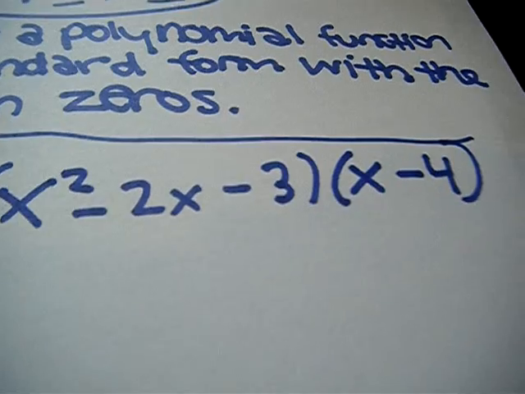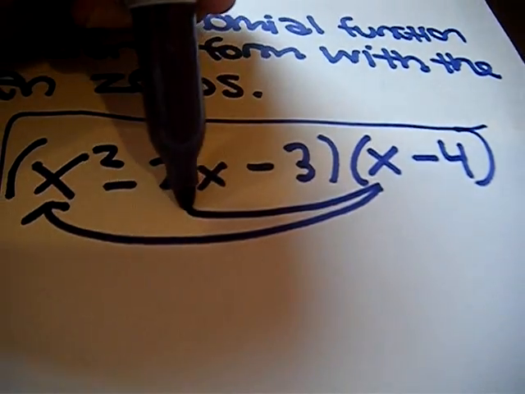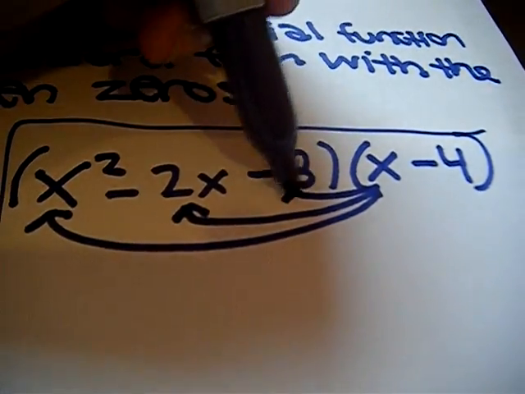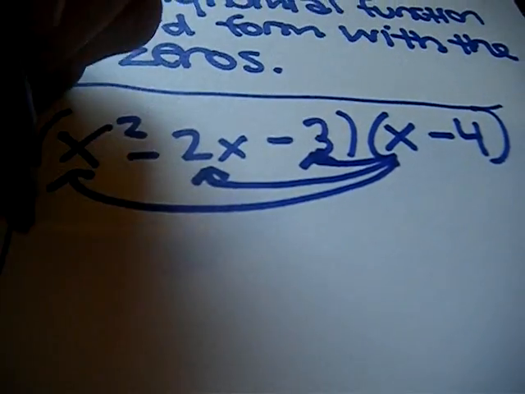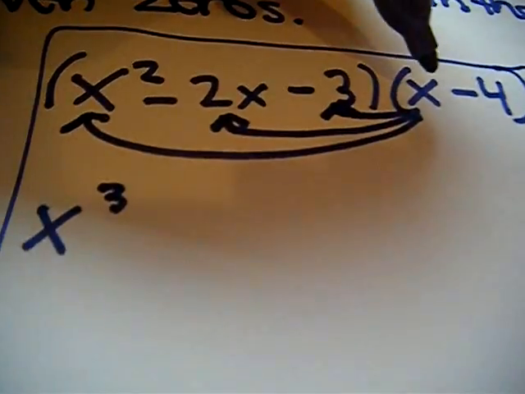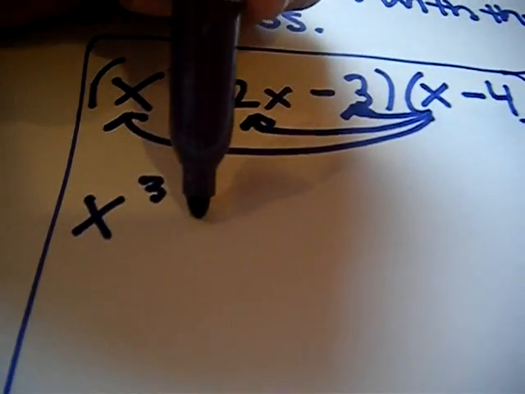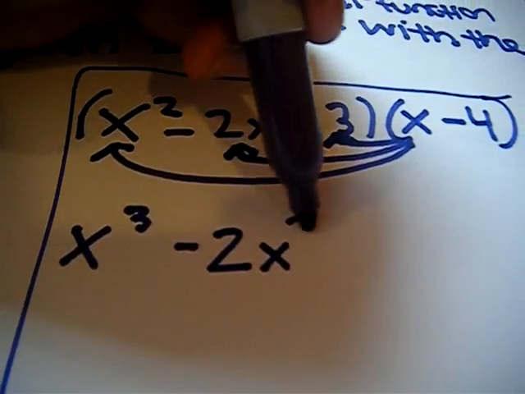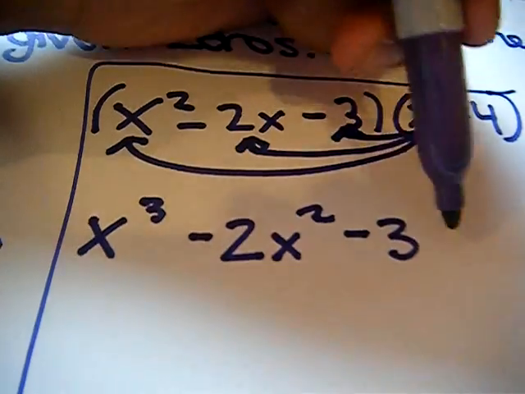And then we need to distribute the x to each term. We'll first do this. So x squared times x is x to the third. x times -2x is -2x squared. And -3 times x is -3x.